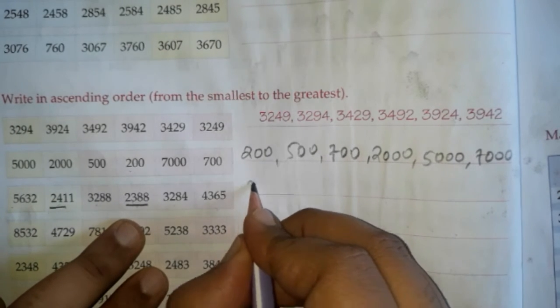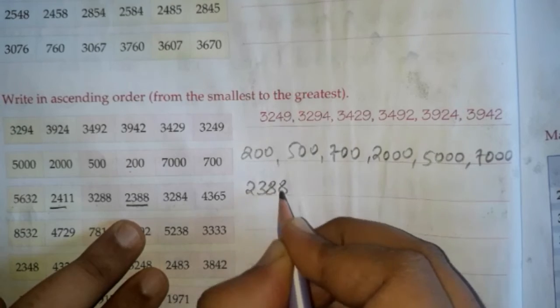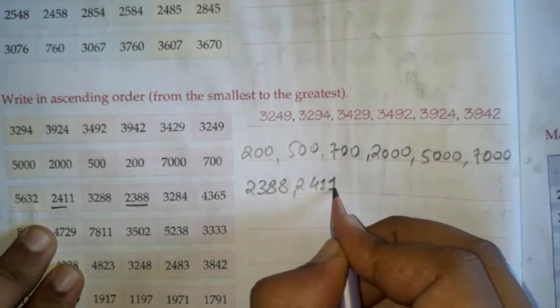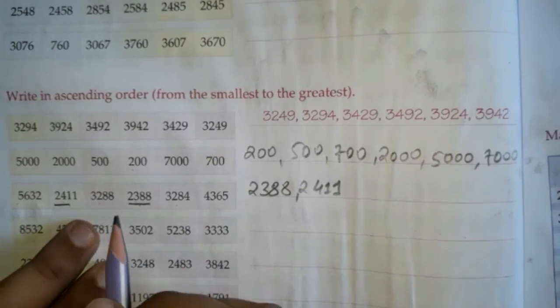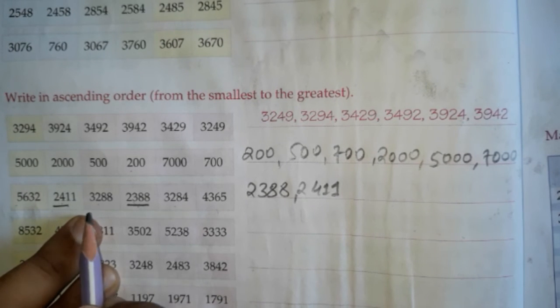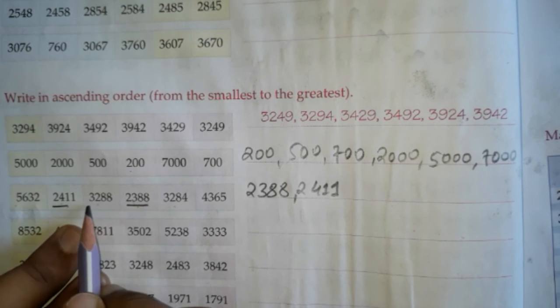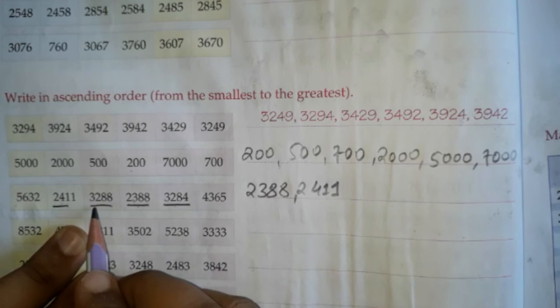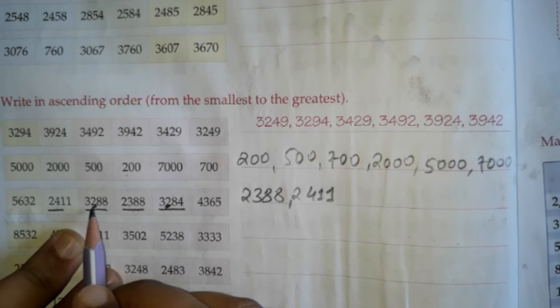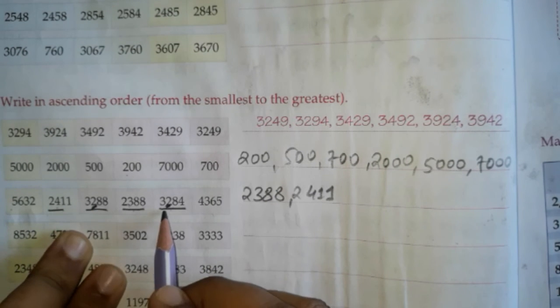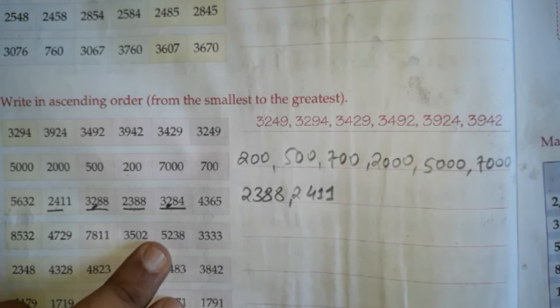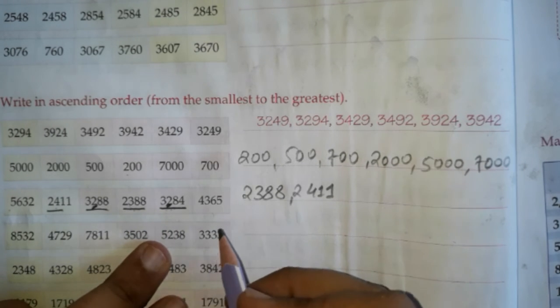So 2388 is the smallest number in the series, then 2411. Now we'll move on to the next number. The next number greater than 2 starts with 3. We have two numbers starting from 3, so we'll go for the second digit. It is 2 in this number, and 2 again in the other number. So we'll go for the next digit.